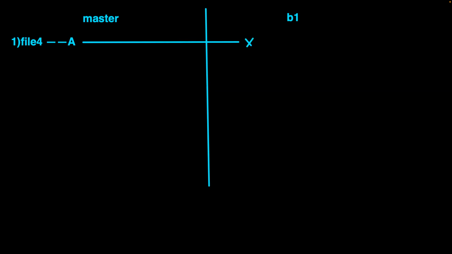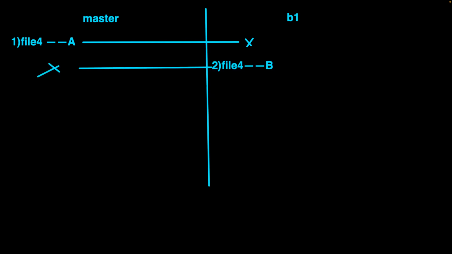It's not available, right? It's not there. Then I went to B1 branch. Okay, here I made again that file 4. Okay, I made a commit B. Right? I made this commit. Is this commit available on master? No, it is not available.